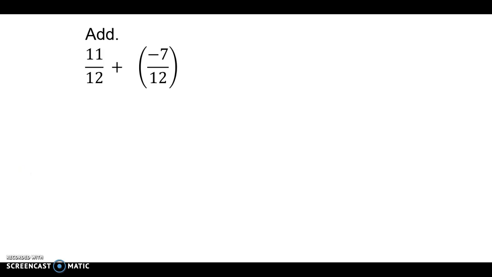Alright, so we have 11 over 12 plus negative 7 over 12. The very first thing we look at is, do they have the same denominator? Yes, they do. So now on the addition problem, a positive and a negative, we are going to subtract. So 11 minus 7 gives us 4 twelfths. And it is positive because 11 is bigger than 7, and 11 is positive.